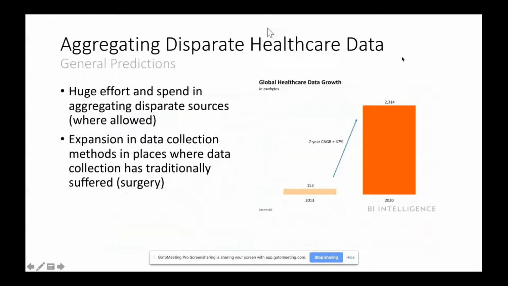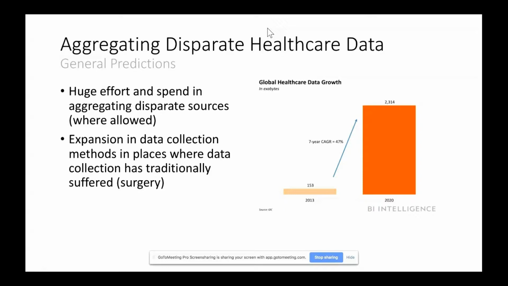Healthcare data is obviously growing at a pretty alarming rate. Here we see in 2013, 153 exabytes, and the compound annual growth rate of 47% leads us to an estimated 2,314 exabytes by 2020. So the general predictions are that there's going to be a huge effort and spend in aggregating disparate sources where allowed.